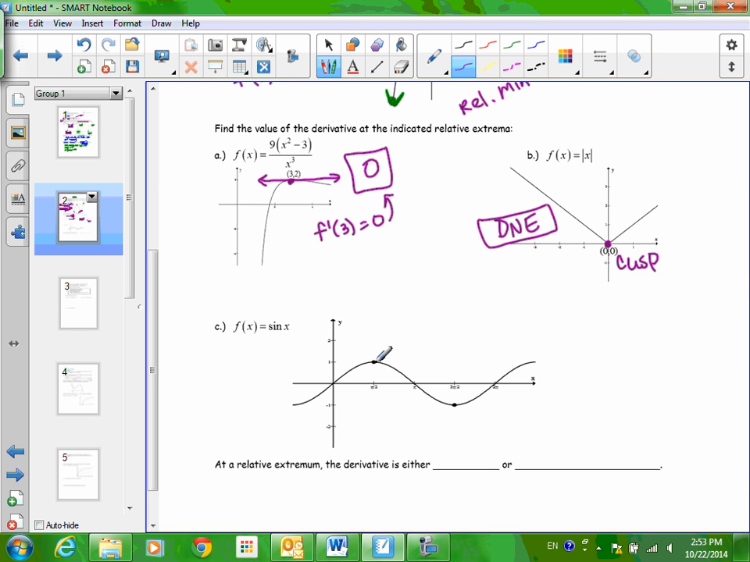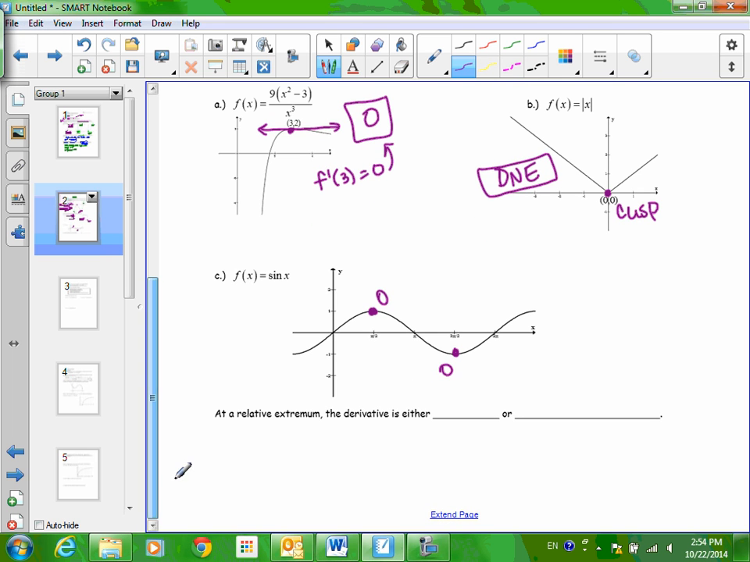Look at C. Here's a trig one. What's the slope at this max? 0. What's the slope at the min? 0. And if this continued, we'd keep getting those. So like on sine and cosine, you have lots of maxes and mins.